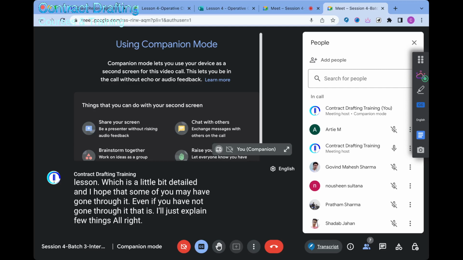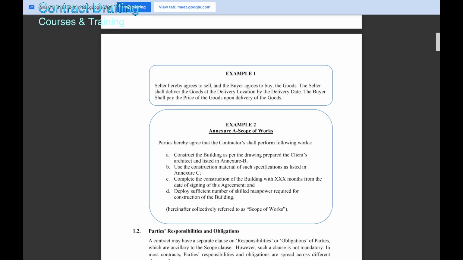Now, let's say another example where it is a construction contract and the scope is included in an annexure to the agreement. So this is an annexure sample where it is agreed by the parties that contractor is going to perform certain works, which includes construction of the building as per drawings prepared by the client's architect and listed in another annexure. Another obligation to use the construction material of certain specification as listed in annexure C, which is also part of the contract.